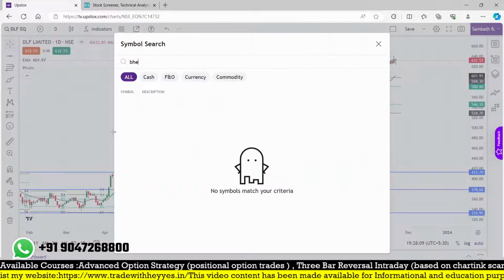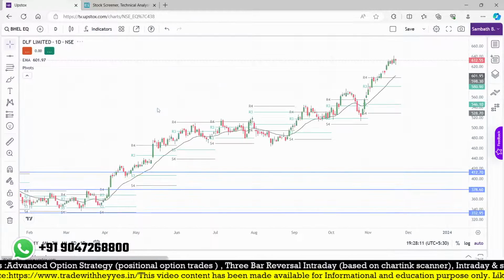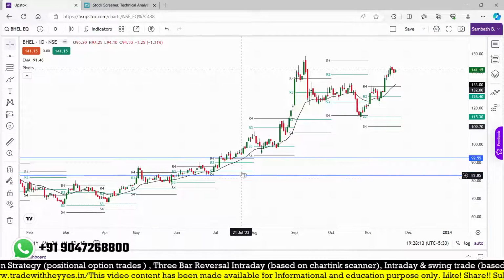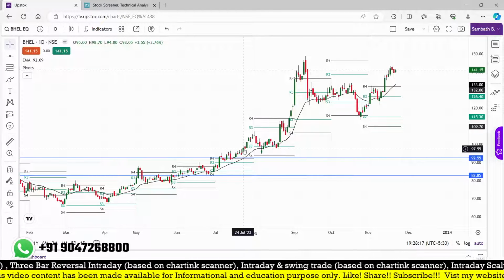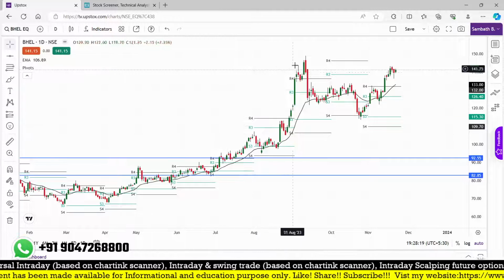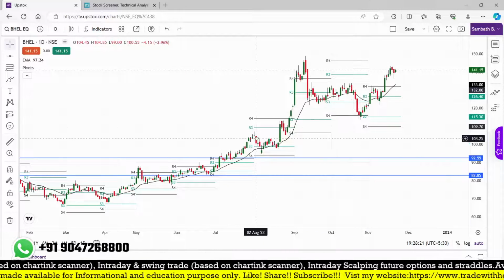And one more stock which I showed is BHEL. Let me go to BHEL, where the price broke that R4 level. Here should be my entry point. Okay, as the price is around 97 and it went up to 148, that is also a good move.